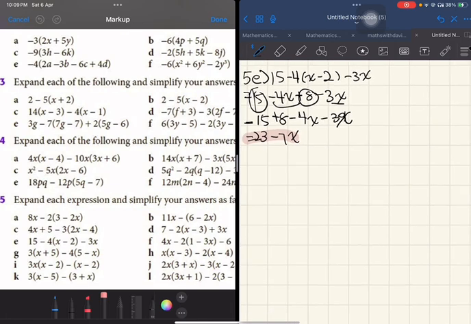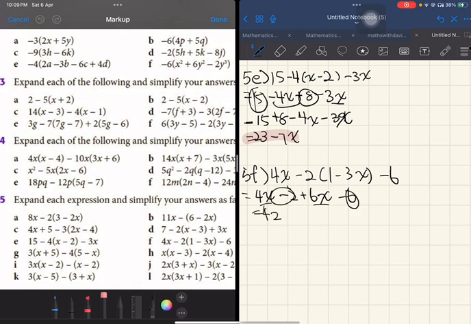Now for question 5F, 4x subtracted by 2 times the bracket 1 minus 3x subtracted by 6. 4x, negative 2 times positive 1, you're going to get negative 2 and then plus 6x. The same thing, like terms, combine them together. 6x and 4x, minus 2 minus 6. We get 10x minus 8. Final answer.